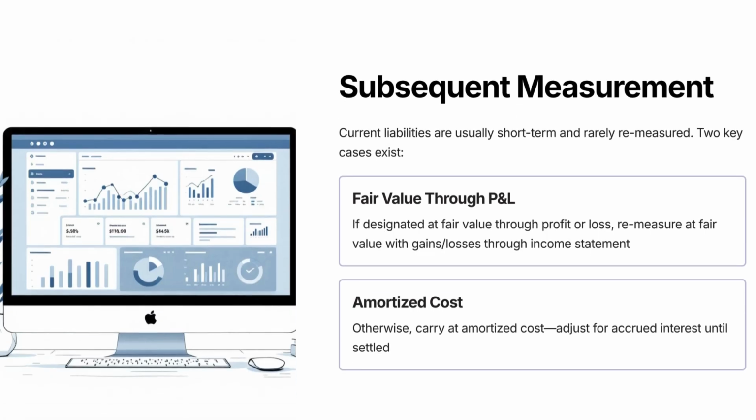Now that the liability is recorded, how do we handle it over time? Since current liabilities are usually short-term, they're rarely remeasured. But there are two key cases. If the liability is designated at fair value through profit or loss, it's remeasured at fair value, and any gains or losses go through the income statement. Otherwise, it's carried at amortized cost, meaning you simply adjust for things like accrued interest until it's settled.